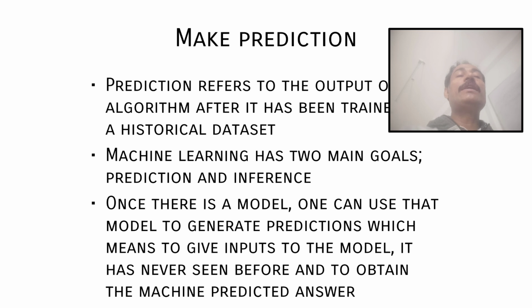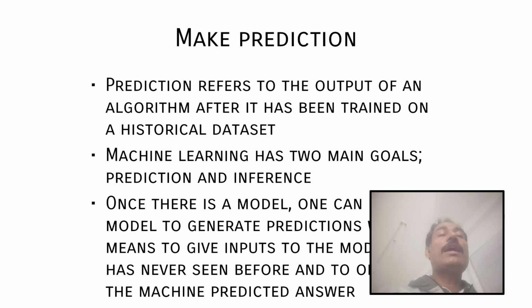And finally, once the model is built, we have to make the predictions. We will provide unforeseen data to the model, and it will predict, and then we can judge how accurately our model is predicting. Prediction refers to the output of an algorithm after it has been trained on a historical data set, that is, the past experience.